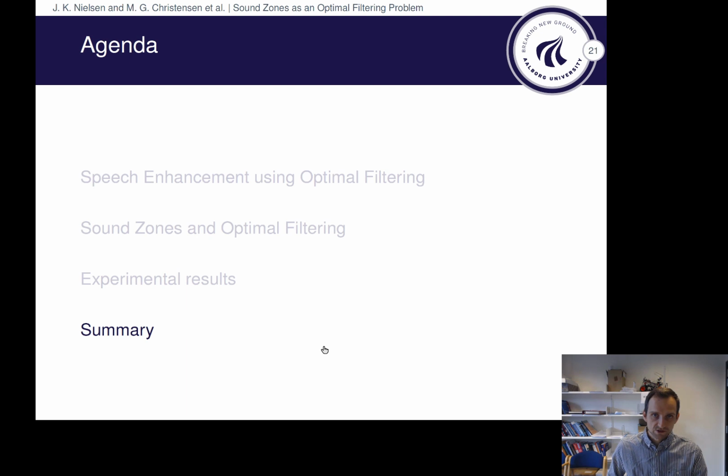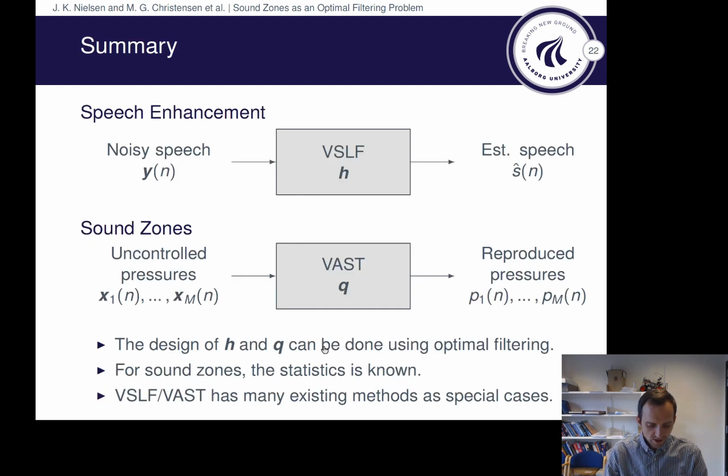Yes, and that brings us to the summary. What we have really shown here is that we can design sound zones using techniques from speech enhancement. The idea in speech enhancement or optimal filtering is that you take your noisy speech vector and filter it through a filter which you have designed in order to trade off speech distortion for noise suppression, and then you get an estimate of your speech.